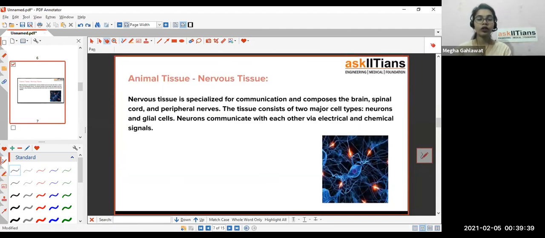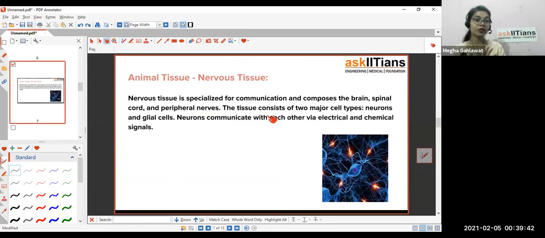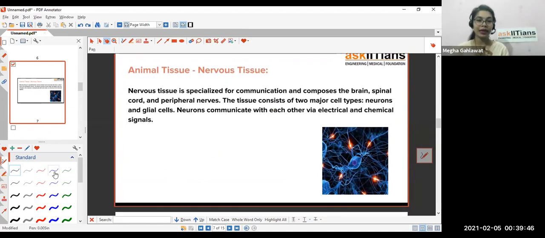So now we'll be talking about the nervous tissue. You must have learned about nervous tissue in the previous classes as well. The important thing about the nervous tissue is that it is specialized. It is specialized for what? Communication. And this communication occurs between the brain, between the spinal cord, between the peripheral nerves. Peripheral nerves are the ones which are present in our entire limb, in the abdominal, in the face.